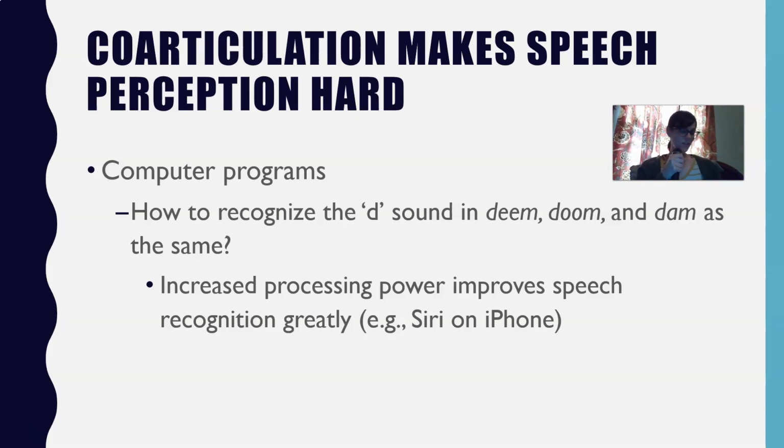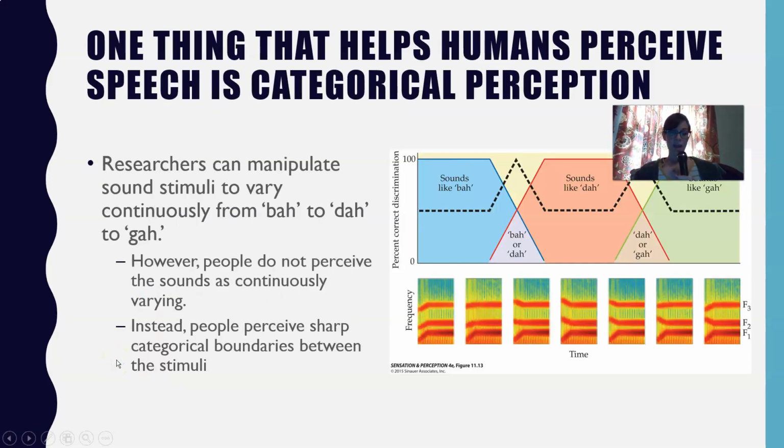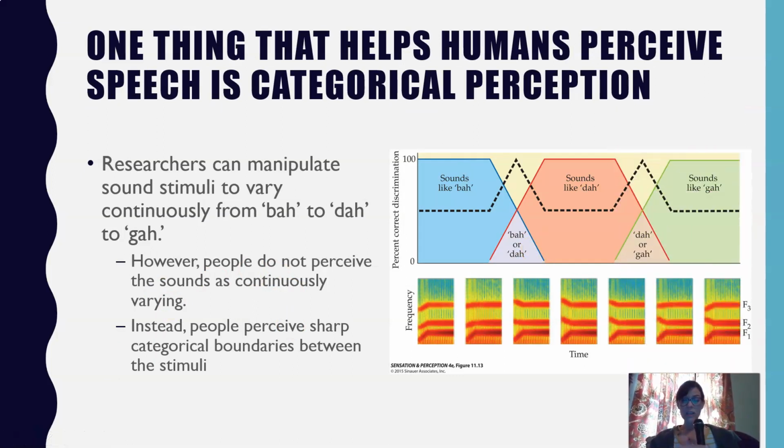So it sounds like they do understand some aspects of speech perception, but they don't necessarily follow the commands entirely. So that's just something to keep in mind. This is something that computer programs have a lot of problems with. Human beings, though, have one thing that really helps us out. Even though the D in deem, damn, and doom are all slightly pronounced differently, human beings have what is called categorical perception. That really cuts down on some of the clutter of each of these sounds sounding slightly different because of co-articulation.